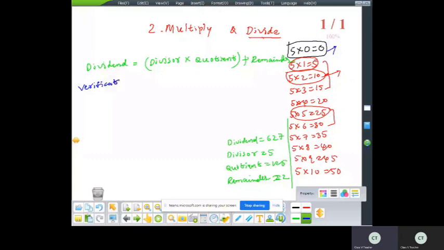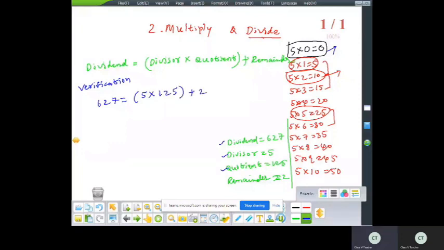Verification. In the above form, what is the dividend? What is the dividend value? 627 equals divisor 5 into quotient 125 plus remainder, which is 2.